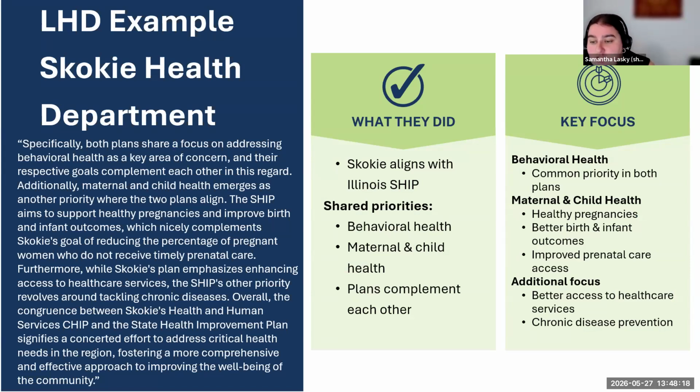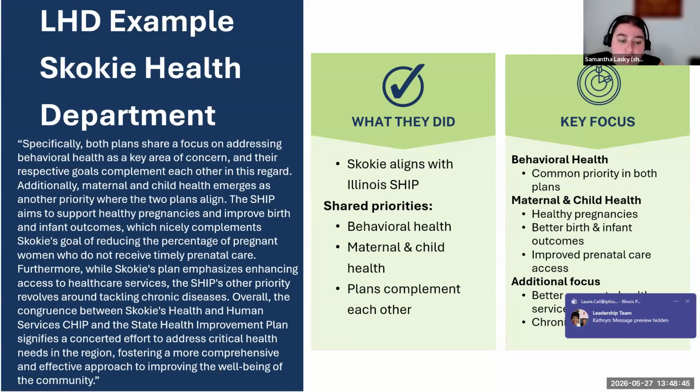Skokie's Health and Human Services CHIP shows alignment with 2 of the priorities outlined in the SHIP of Illinois. They both share a focus on addressing behavioral health, and the respective goals complement each other in this regard. Maternal and child health emerges as another priority where the 2 plans align. SHIP aims to support healthy pregnancies and improve birth and infant outcomes, which complements Skokie's goal of reducing the percentage of pregnant women who do not receive timely prenatal care.